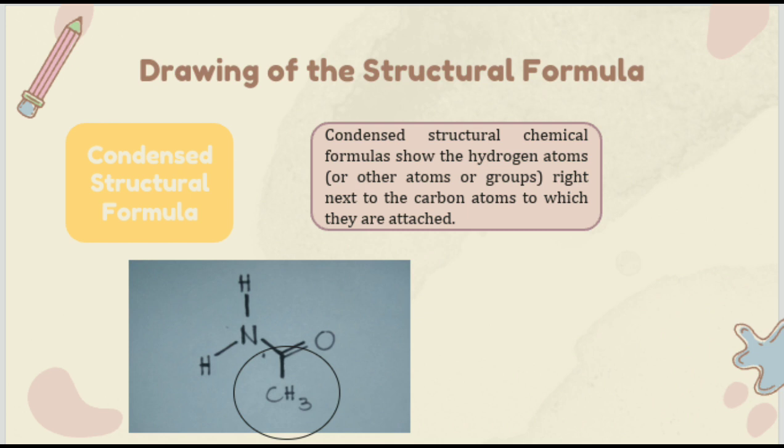For the condensed structural formula, the chemical formula shows the hydrogen atoms or other atoms or groups right next to the carbon atoms to which they are attached. As you've seen in the picture, the circled part is the condensed structural formula.